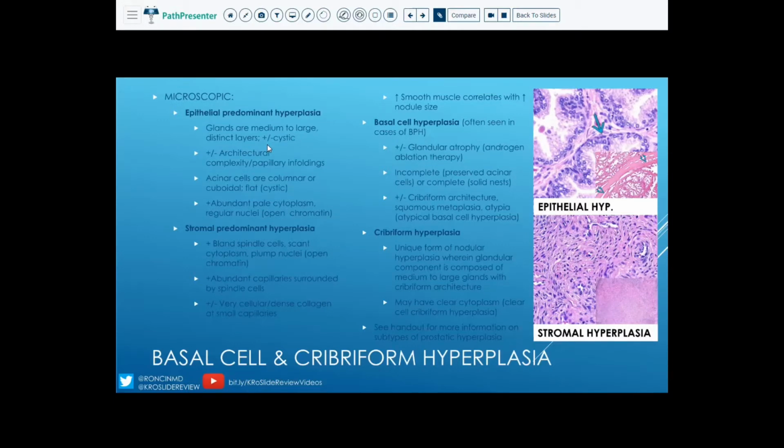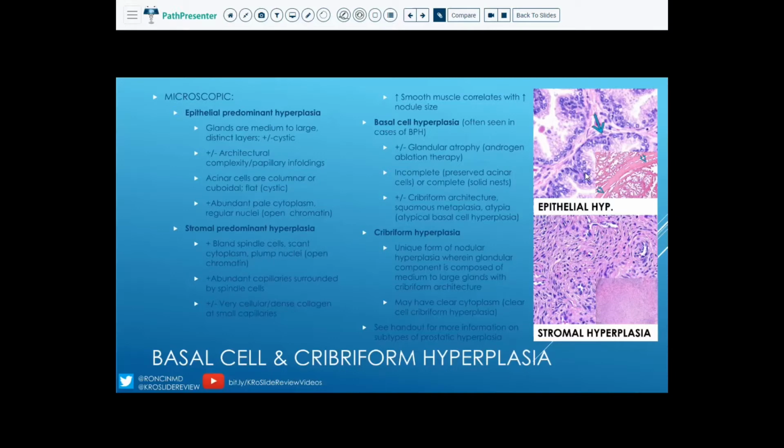They tend to be architecturally complex, and they can even have those finger-like projections like we saw in some of the glands. Acinar cells in our case were columnar in the more complex glands, and cuboidal to flattened in the cystic areas. And they tend to have this abundant pale eosinophilic cytoplasm, and nuclei are regular with open chromatin. So you can see the open chromatin here.